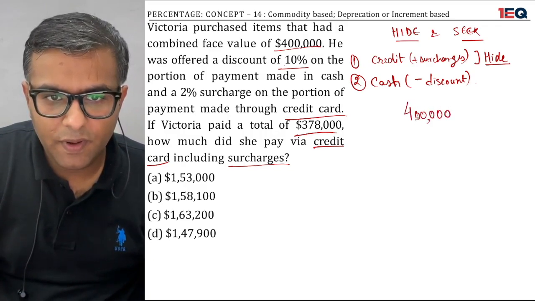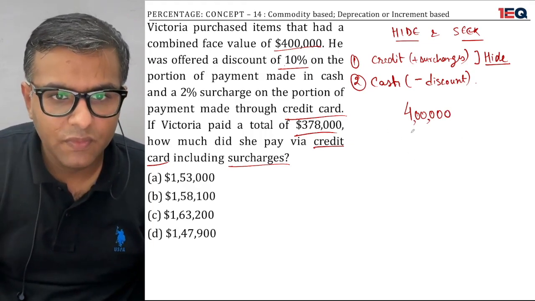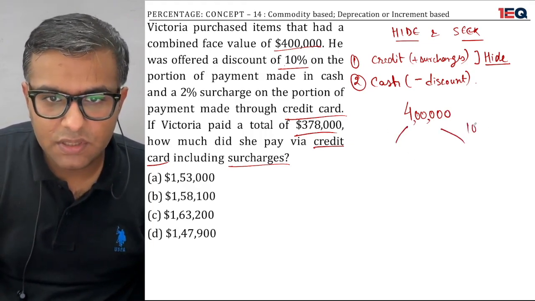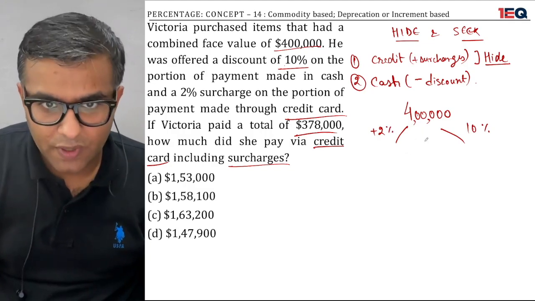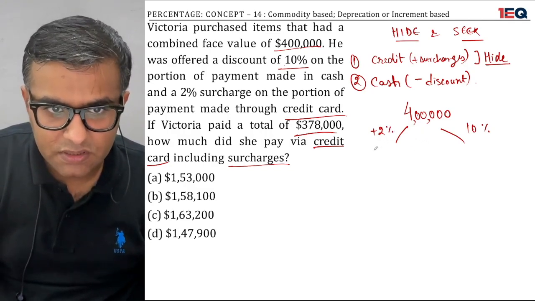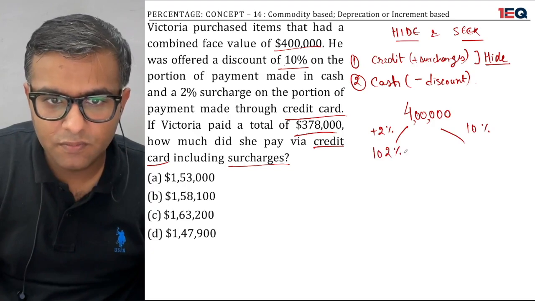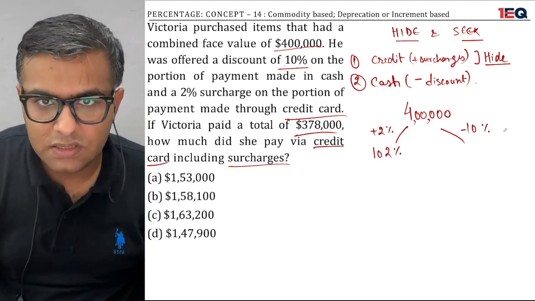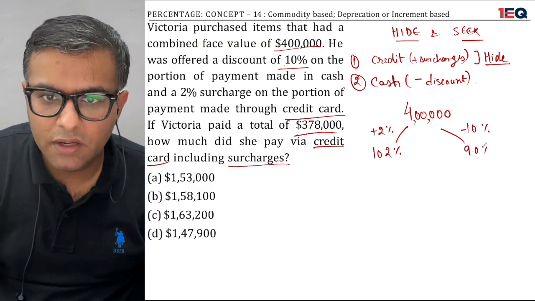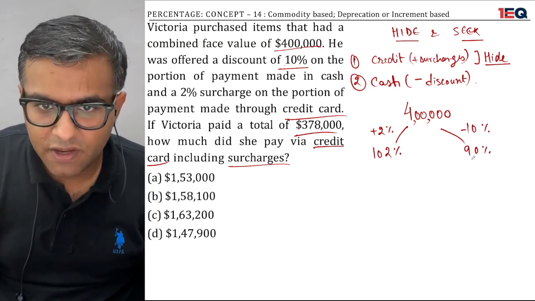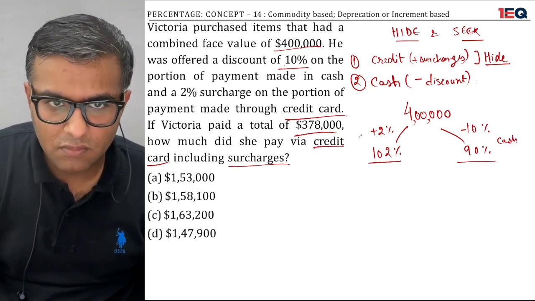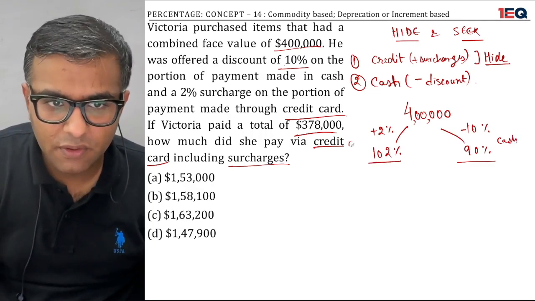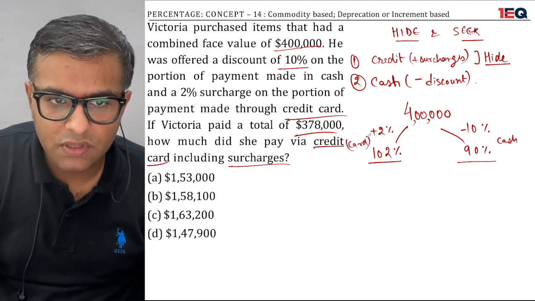4 lakh dollars was supposed to be paid. One place there was a 10% discount, and the other place there was a 2% surcharge. When I talk about 100% and there is a 2% surcharge, I talk about 102%. With a discount of 10%, I pay only 90%. If I wish to pay only 90%, I will have to use cash. If I wish to pay 102%, I would use my credit card.